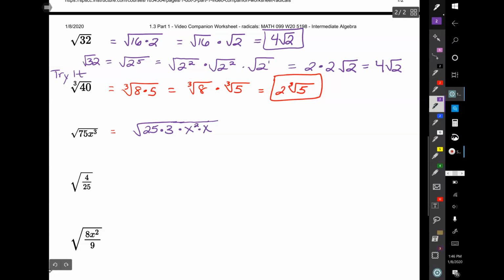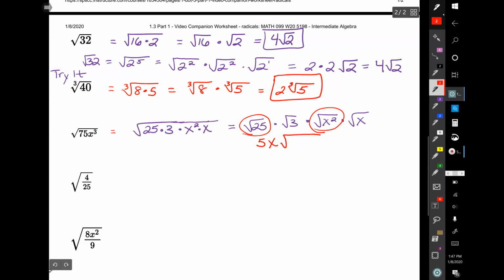So if I want to pull out my perfect squares, I could rewrite that as square root of 25 times square root of 3 times square root of x squared times square root of x. And my perfect squares would be the square root of 25 gives me 5. The square root of x squared gives me the x. And left under the radical sign as the radicand would be the 3x. And that would be my final answer: 5x times the square root of 3x.